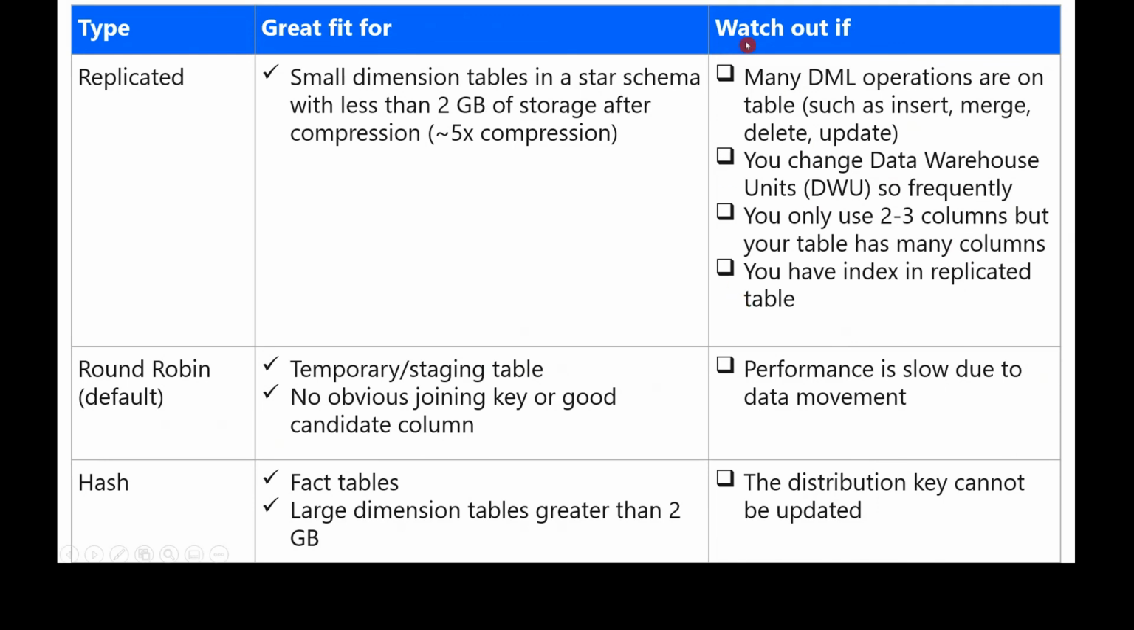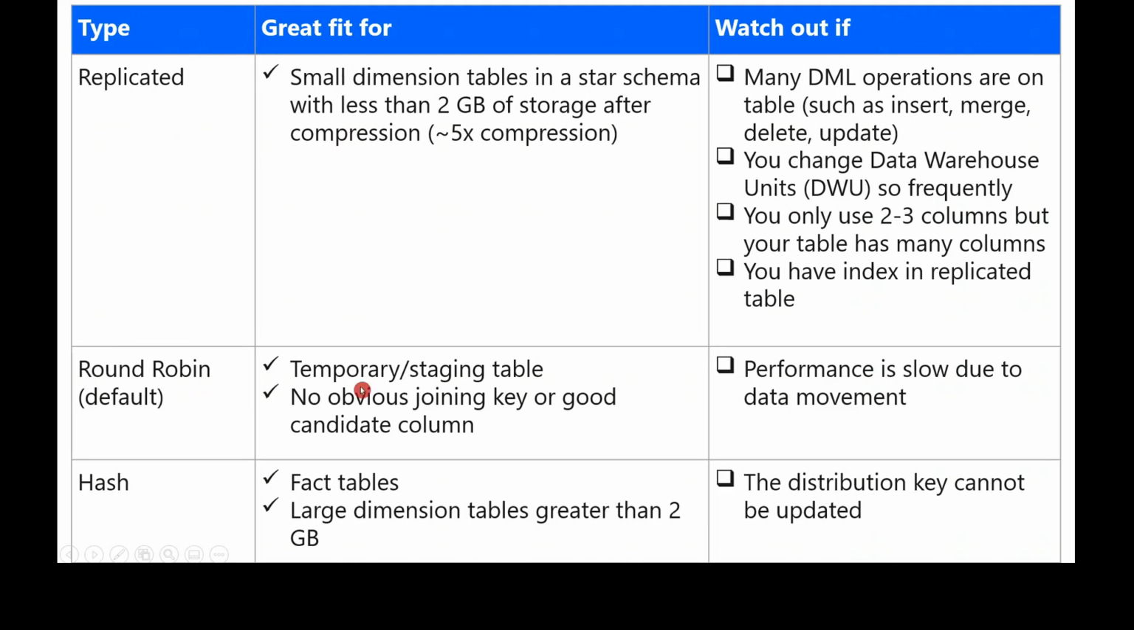These are the exceptions. If you're performing any DML operations, don't go for replicated. If your data warehouse units will change so frequently, don't go for this. And also, if you're going to use only a few columns, but your table contains too many columns, then don't go for the replicated method. And finally, if you're using an index in your dimension table, don't go for the replicated method.